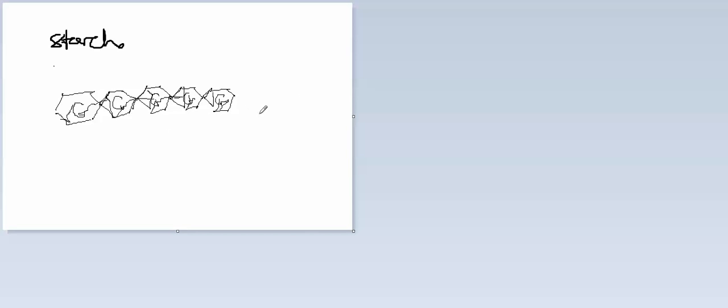So anyway, here we've got loads of glucose. Just imagine these go on forever and ever, well, no, about 10,000. And the enzyme that breaks this down is amylase.